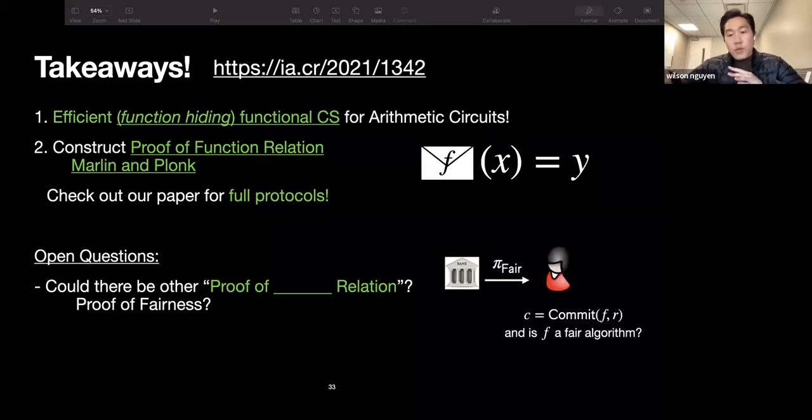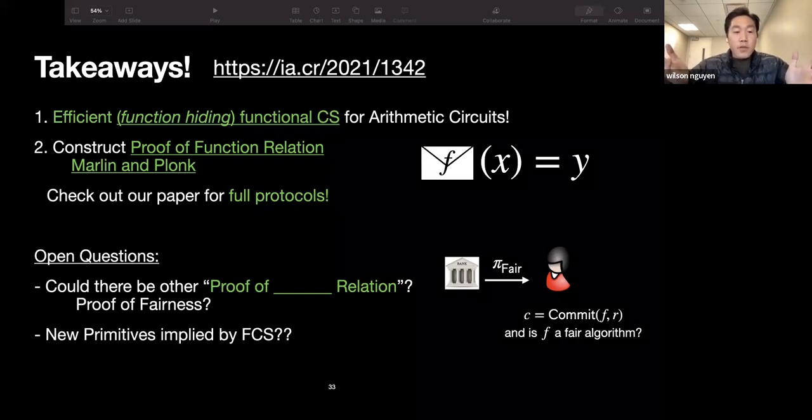And also, what that would look like is that the bank, instead of sending over the function and the randomness to an auditor, can just directly send a proof of fairness to Alice. Then Alice can check with the commitment that she has that C was produced through a valid commitment process, and then F was a fair algorithm.